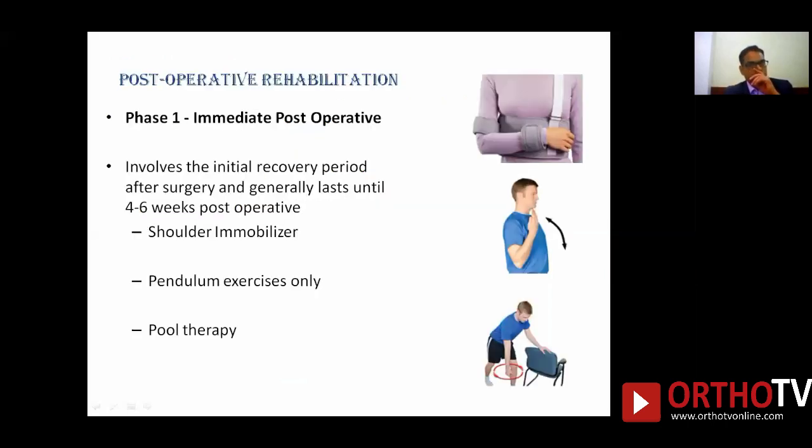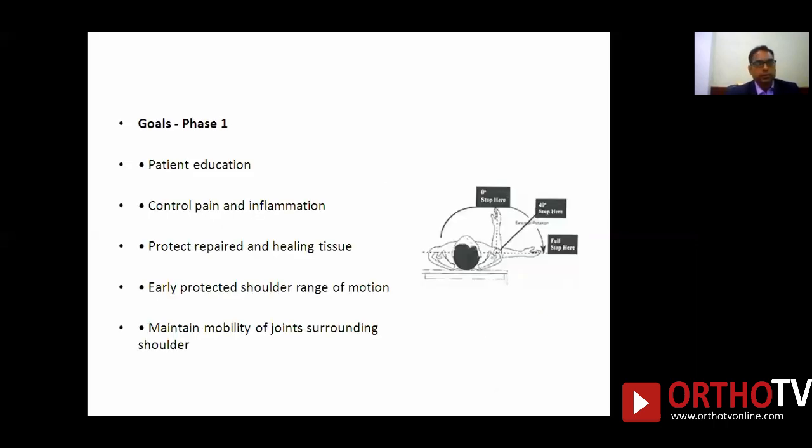So the post-operative rehabilitation schedule, phase one. Phase one usually starts immediately post-operatively and lasts 0 to 4 to 6 weeks. In this phase, the patient has to wear the immobilizer. The pendulum exercises can be started. And what are the goals of phase one? First, patient education, control of the pain and inflammation, which is very important. Protect the repaired and healing tissue, early protected shoulder range of motion, and maintain the mobility of the joints surrounding the shoulder, like the elbow, wrist, and scapular stabilizers.